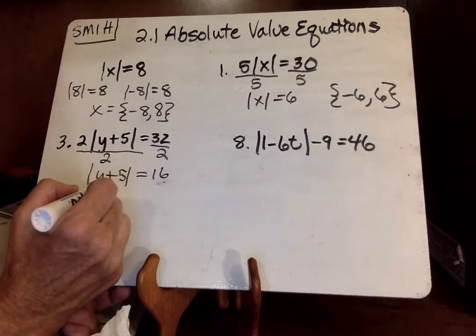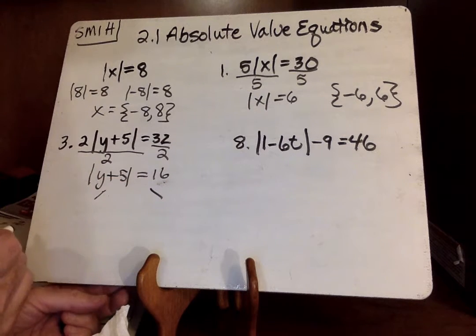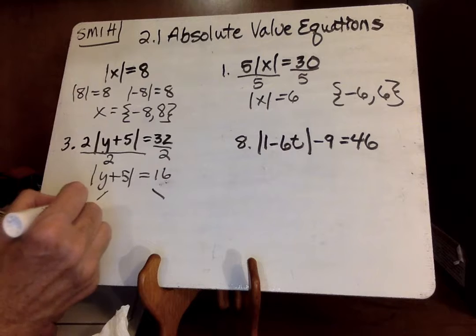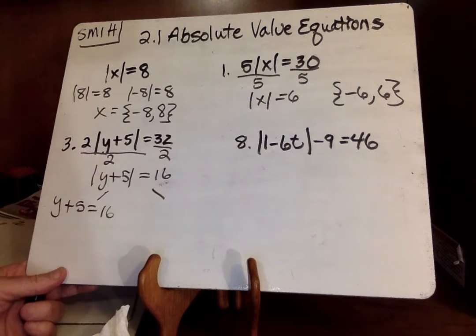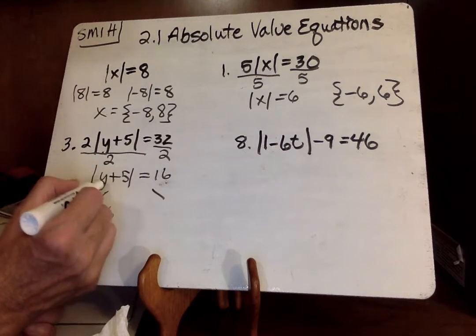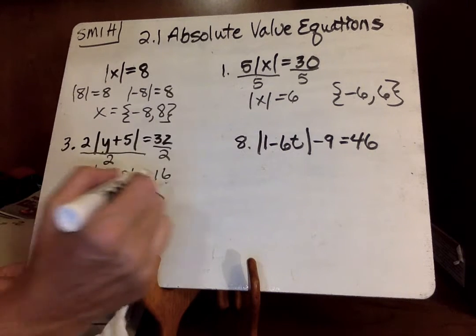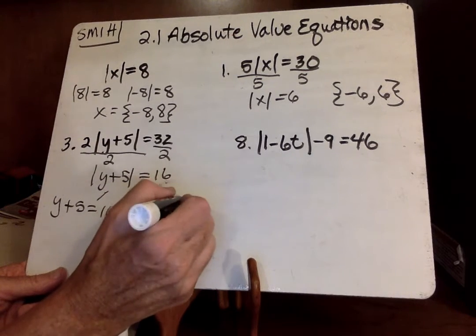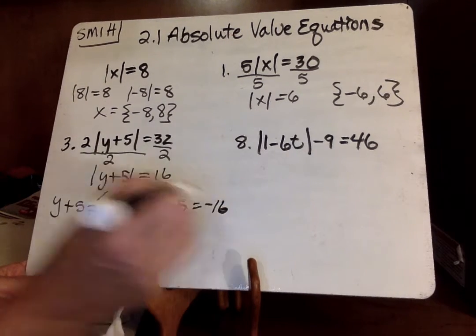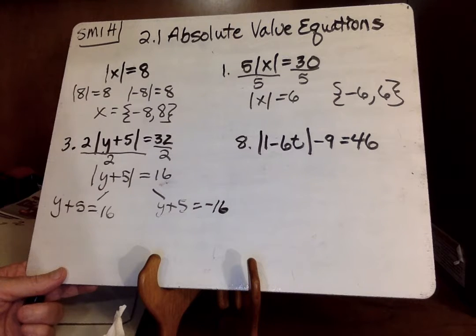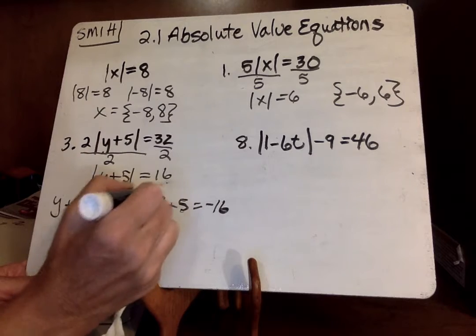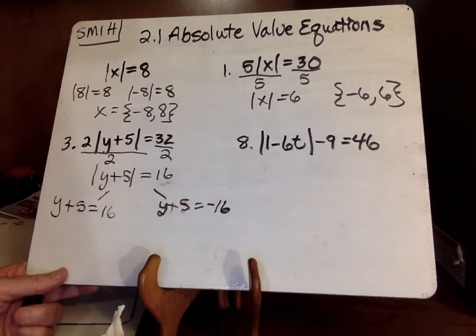Now I'm going to split this up into two different equations. Okay? Y plus 5 equals 16. We put it exactly like that. And then we know if the solution here is negative 16, it will also come out positive. So we also put y plus 5 equals negative 16. And we'll get our two equations there. My marker's not writing so great, but hopefully you can see that.